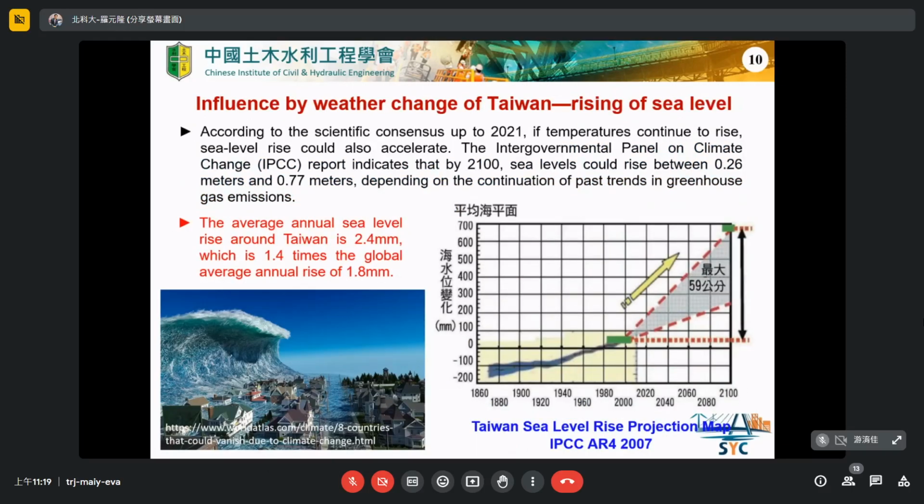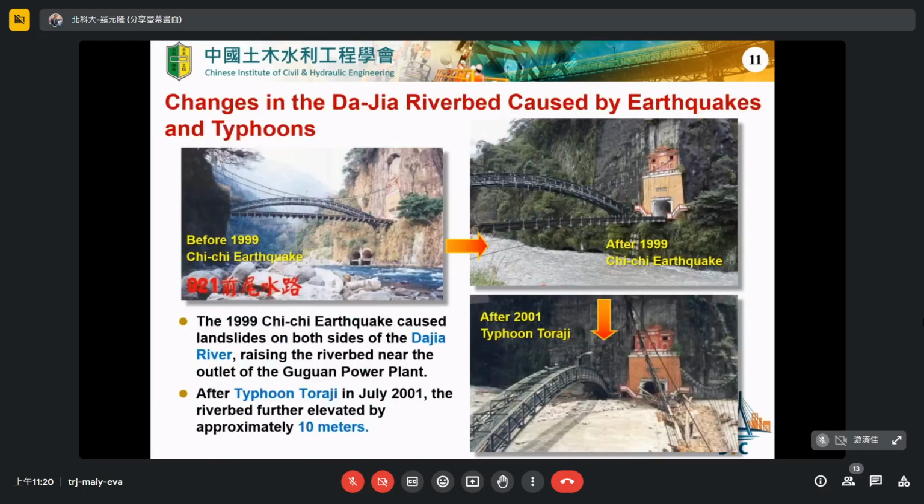This slide is about the rising of the sea level. Starting from 2000, the trend of sea level increase becomes significant. The average annual sea level rise around Taiwan is 2.4 millimeters, which is 1.4 times the global average annual rise of 1.8 millimeters. I think those three photos will give you an impact.